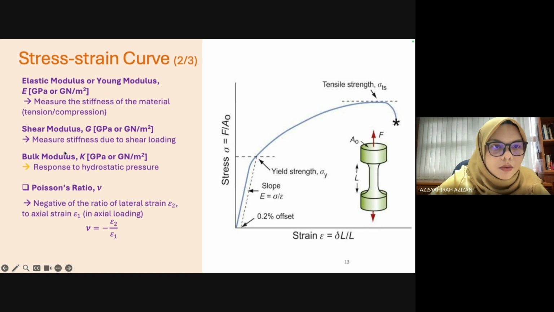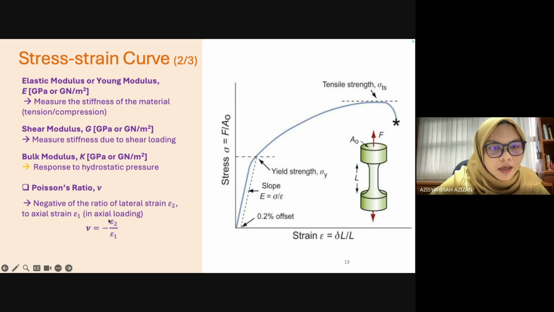We also have the bulk modulus, which responds to hydrostatic pressure. On top of that, we have the Poisson ratio. The Poisson ratio is the negative of the ratio of the lateral strain, the strain in the lateral direction. What is this symbol? Lupa dah. Gamma.